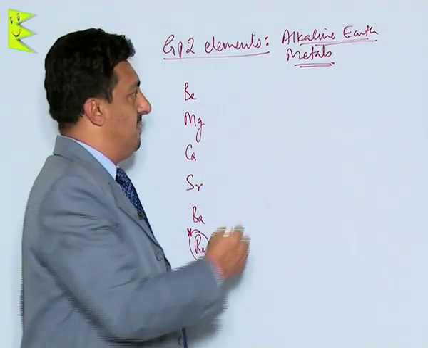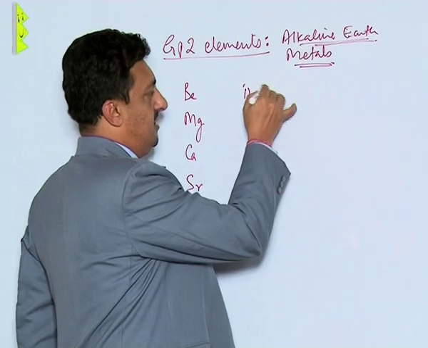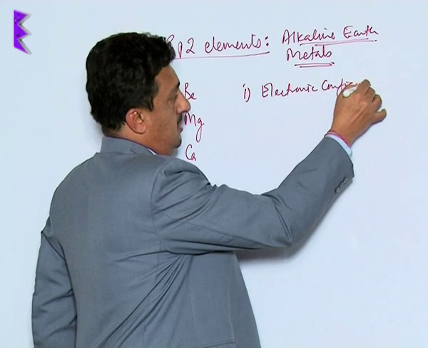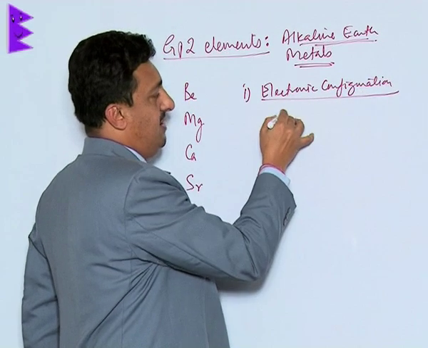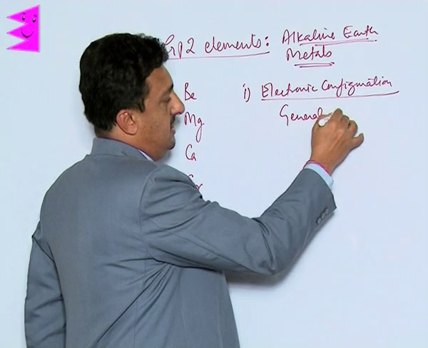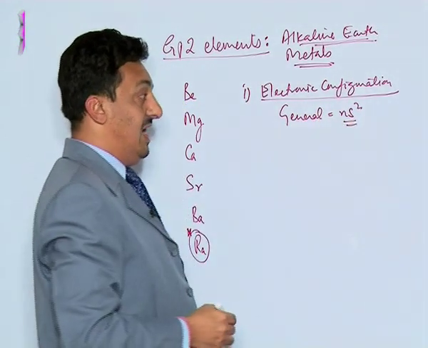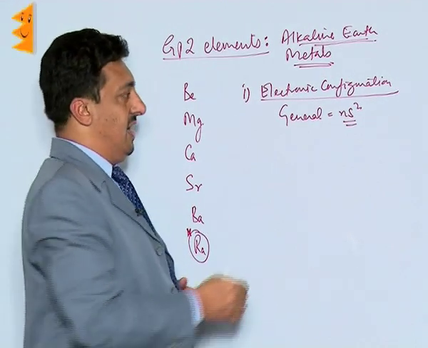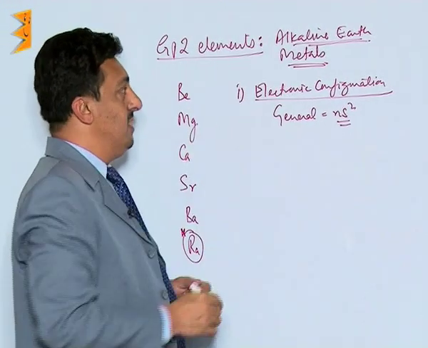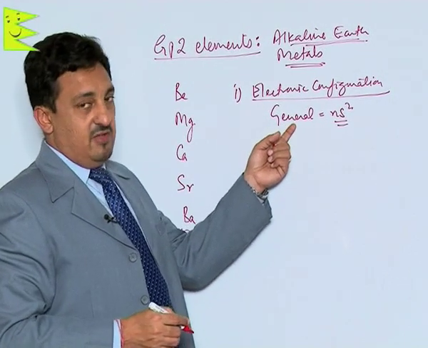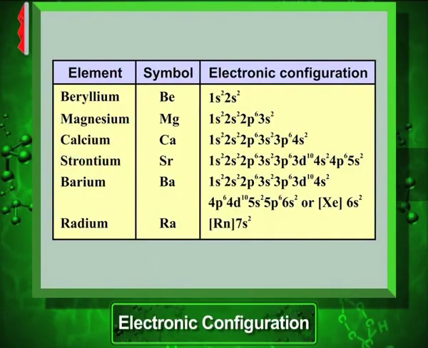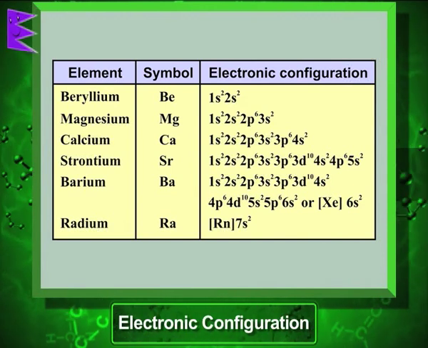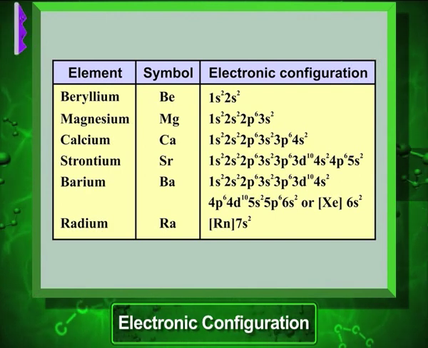Let us now understand their properties. Let us see first their electronic configuration. Their general electronic configuration is ns2, since they all have 2 electrons in the valence shell ns subshell, and that is why they have been placed in group number 2. So beryllium will have 2s2, magnesium 3s2, then 4s2, 5s2, 6s2 and 7s2. This is how they go.